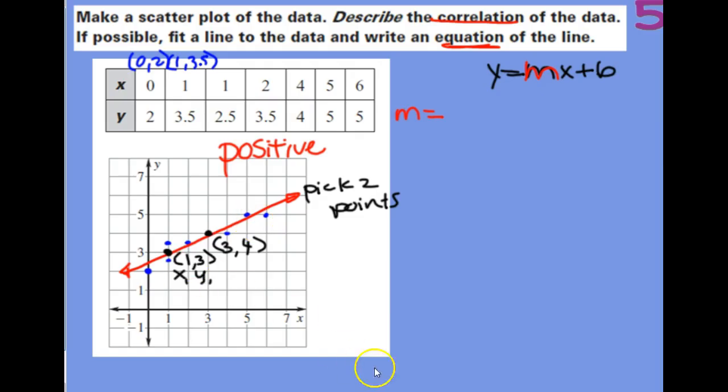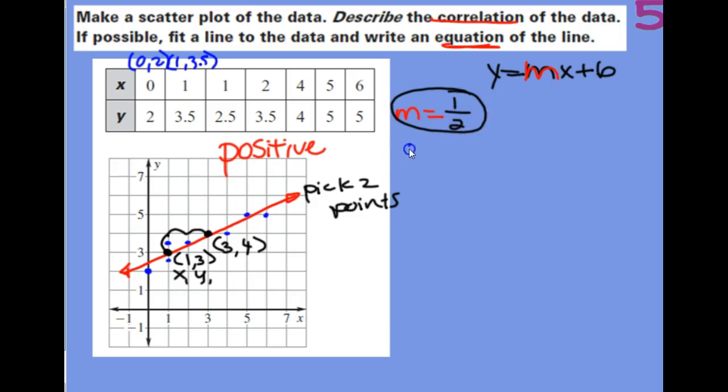So let's find our slope. Reminder, we don't care about any of those other blue points now. We only care about the two that are on the line. So my slope is rise 1 and run 1, 2. My slope is 1/2.